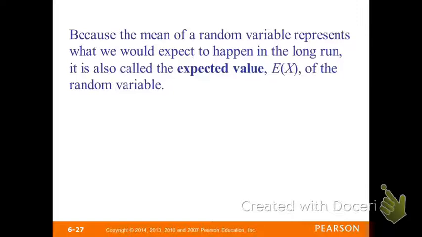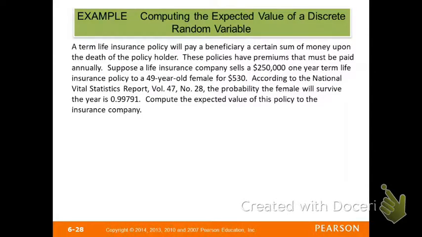But this comes into play in financial situations like this one, for example. A term life insurance policy will pay a beneficiary a sum of money upon the death of the policyholder. These policies have premiums that must be paid annually. Suppose a life insurance company sells a $250,000 one-year term life insurance policy to a 49-year-old female for $530. According to the National Vital Statistics, Volume 47, Number 28, the probability the female will survive the year is 0.99791. Compute the expected value of this policy to the insurance company.